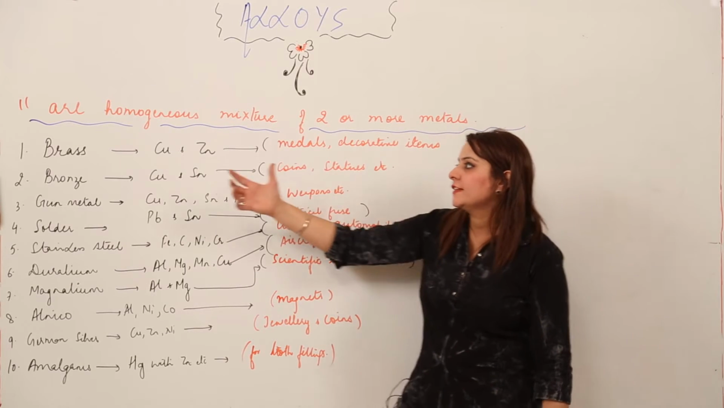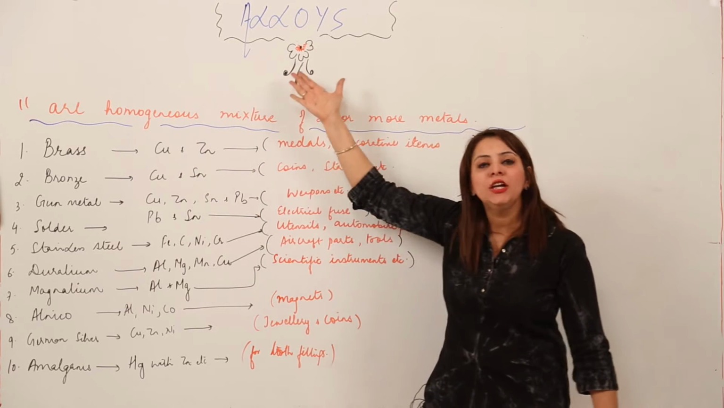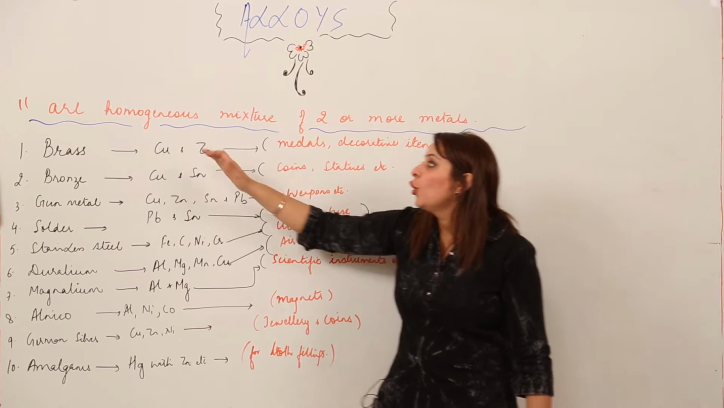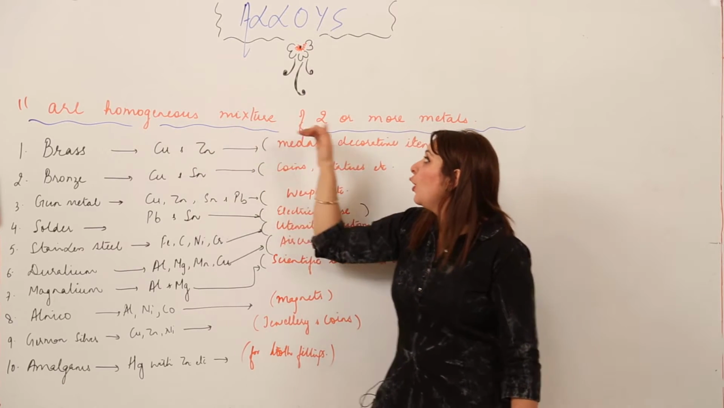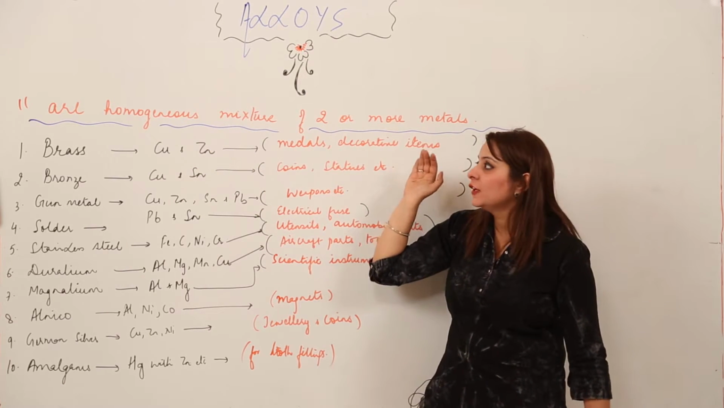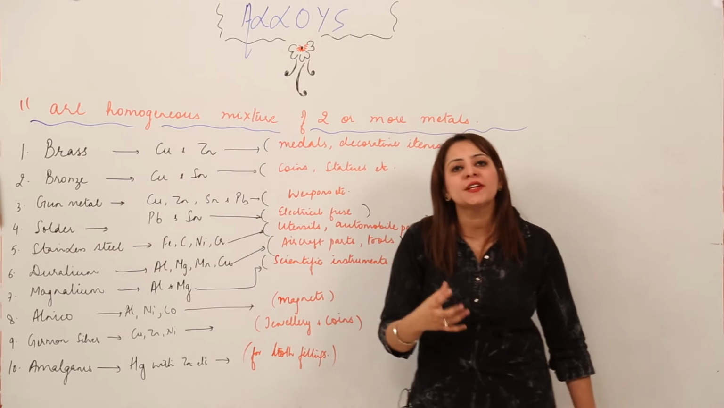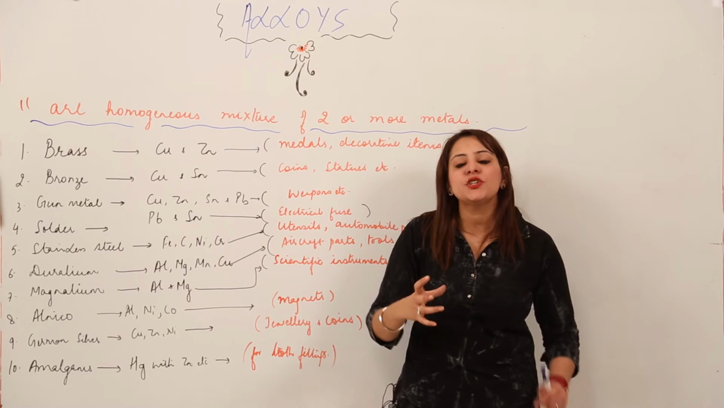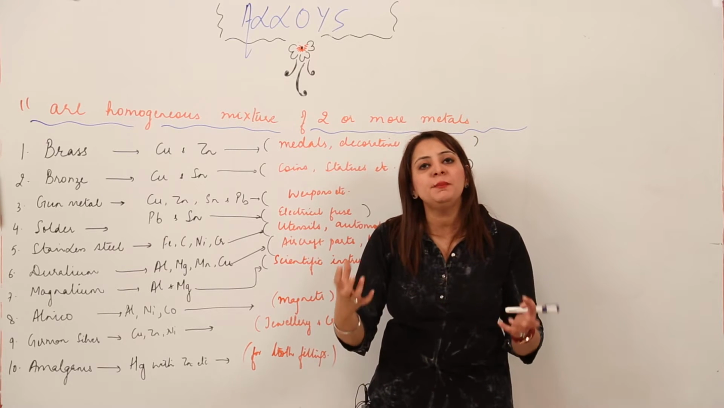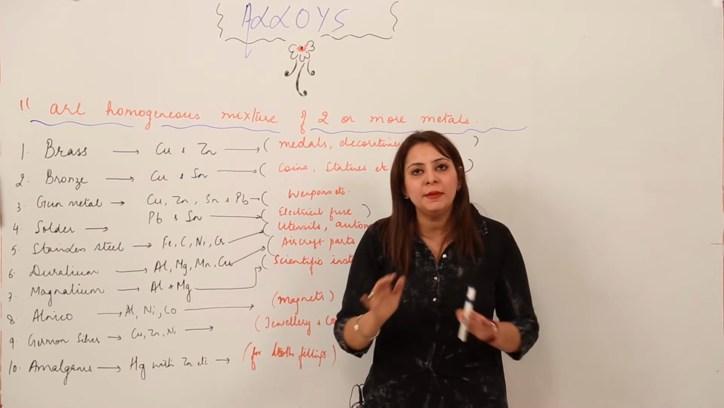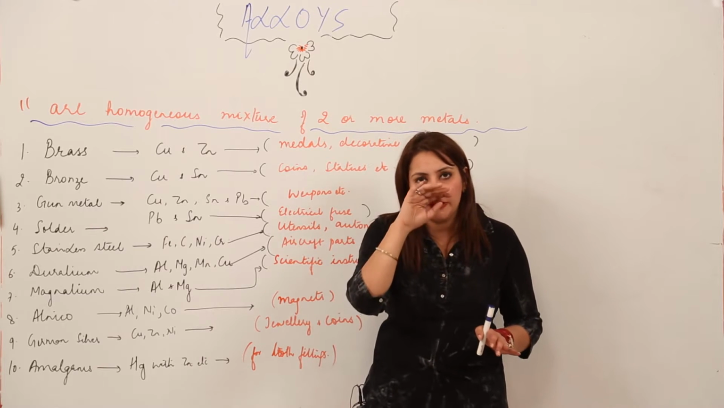Now see alloys, right? So what are actually alloys? Alloys are homogeneous mixtures of two or more metals. Now what do you mean by the term homogeneous? Homogeneous mixture, you know what is a mixture? In which two or more substances are simply mixed in any ratio, not chemically combined. You are well versed in what a mixture actually is.